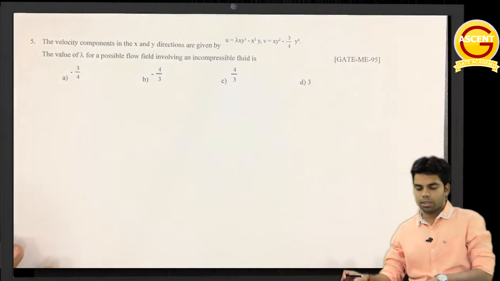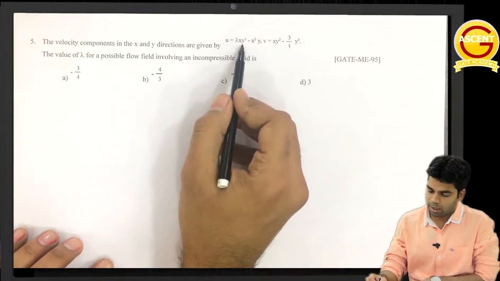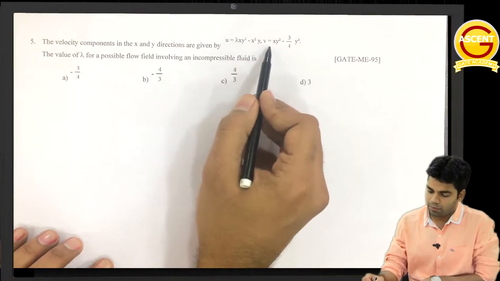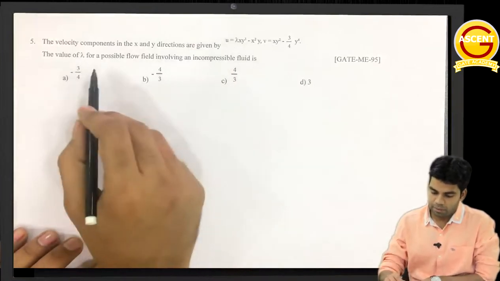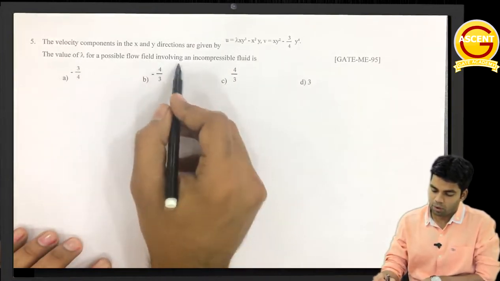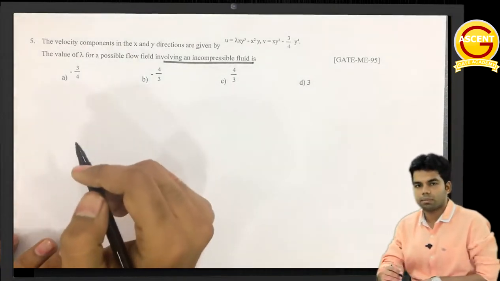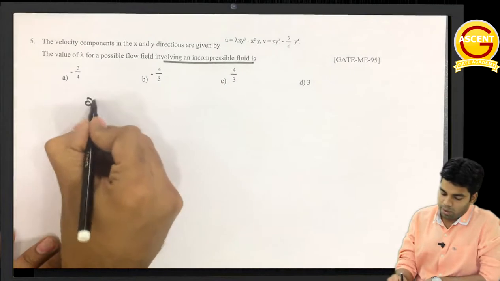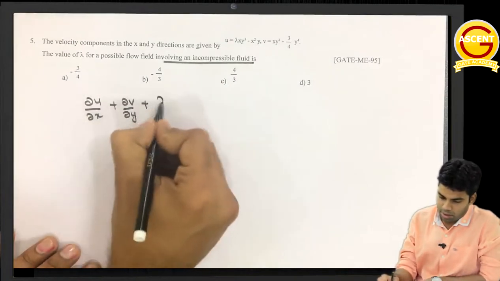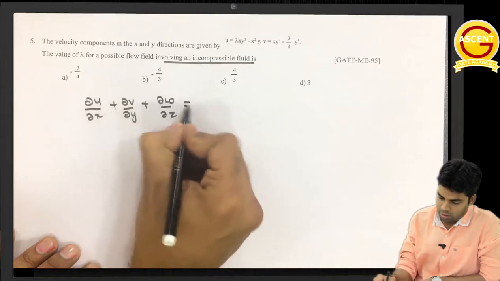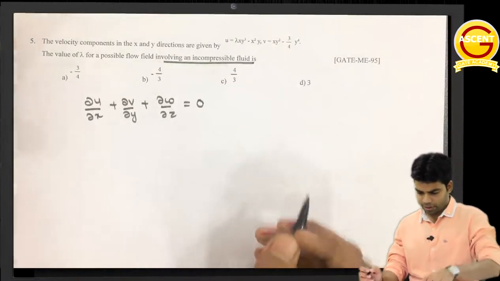The velocity components in x and y direction are given as u is equal to lambda x y cube minus x square y, v is equal to x y square minus 3 by 4 y raised to power 4. The value of lambda for the possible flow field involving an incompressible fluid is? For possible incompressible flow, as we know, del u by del x plus del v by del y plus del w by del z should be equal to 0. The w term is not given; the continuity equation should be satisfied.